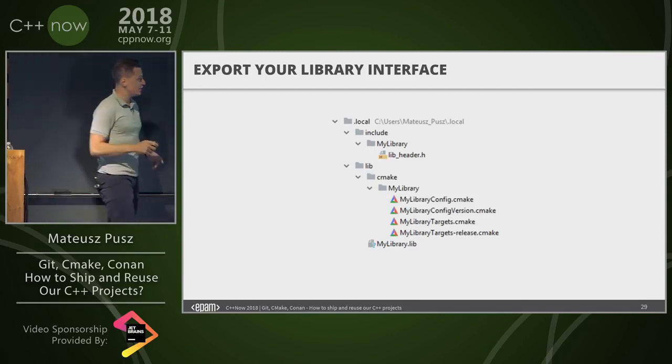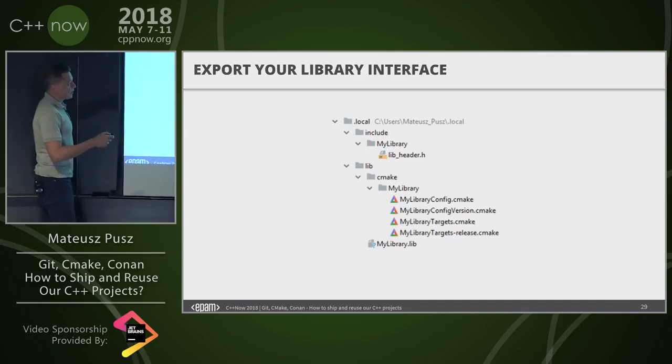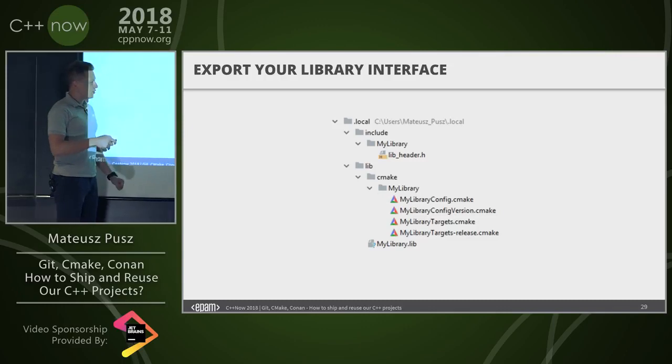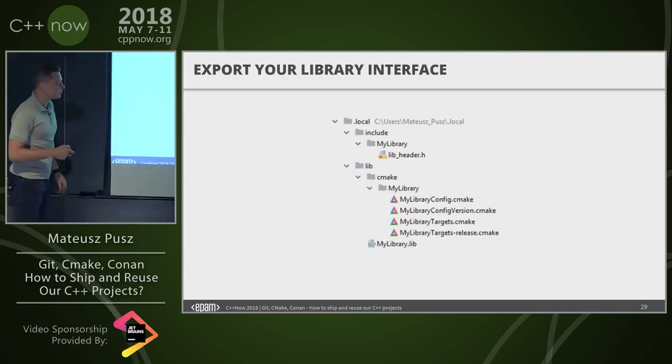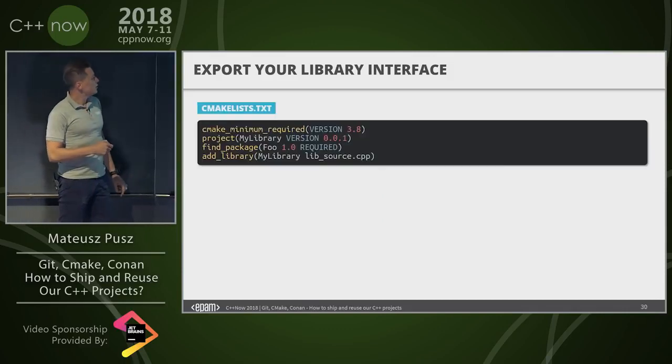This is the file tree. I would like to have it installed in my, for example, local directory. Yes? I would like my headers to be exported and all the CMake configuration of all the targets to be exported. And of course, the binaries. And this is how I do it.